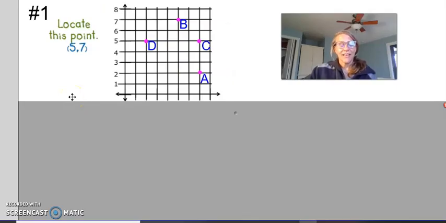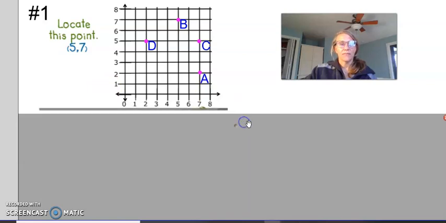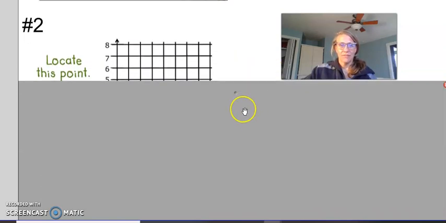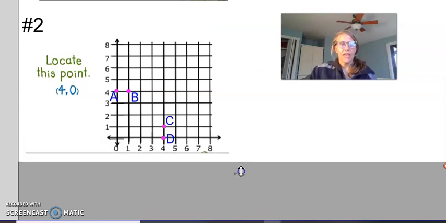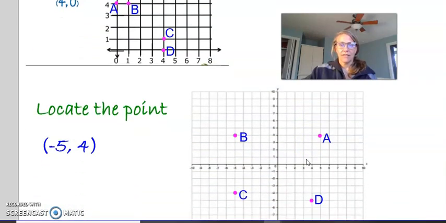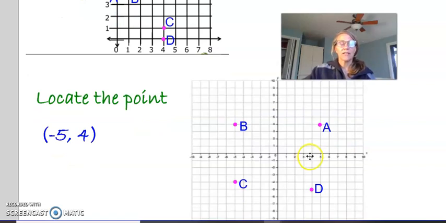All right, your turn. Go ahead and locate the point (5, 7). All right, next question. You're going to locate the point (4, 0). Where is that ordered pair (4, 0)? All right, next, locate the point (-5, 4). Where would you find that point?